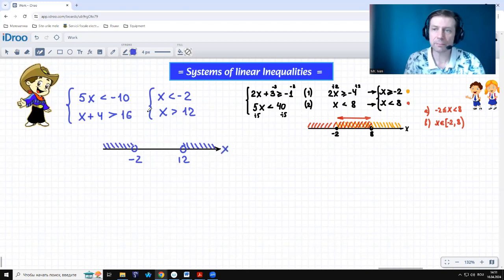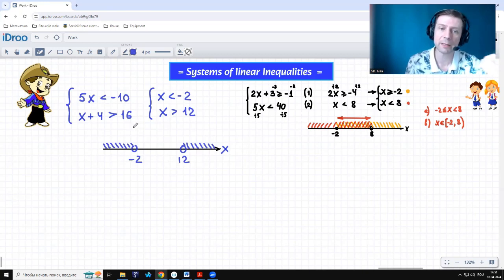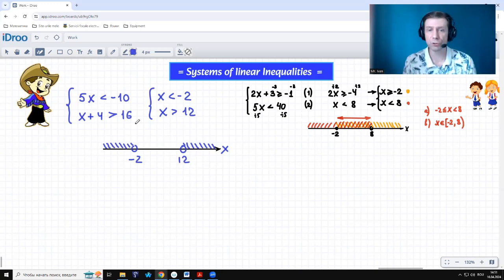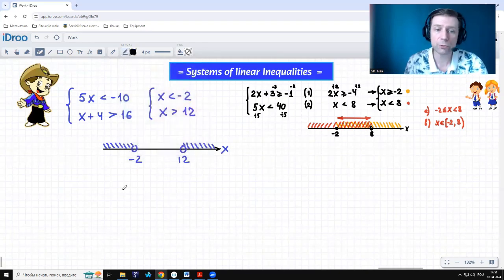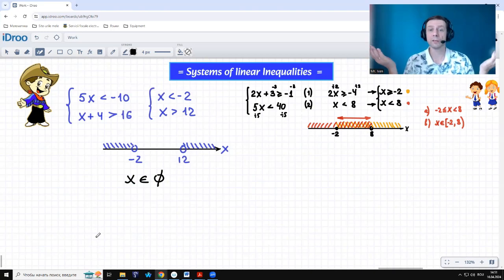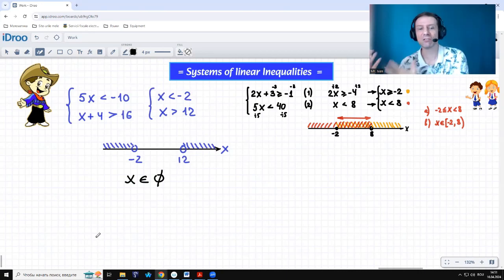But the system itself means that those conditions should be working simultaneously at the same time. So the number should be at the same time less than -2 and greater than 12. Obviously, that's impossible, right? There are no overlapping intervals, which means there are no solutions, simply speaking. Okay, and in this case, often we write either no solutions or x belongs to the empty set. No numbers are suitable for x here. There is no such x that it's at the same time less than -2 and greater than 12.